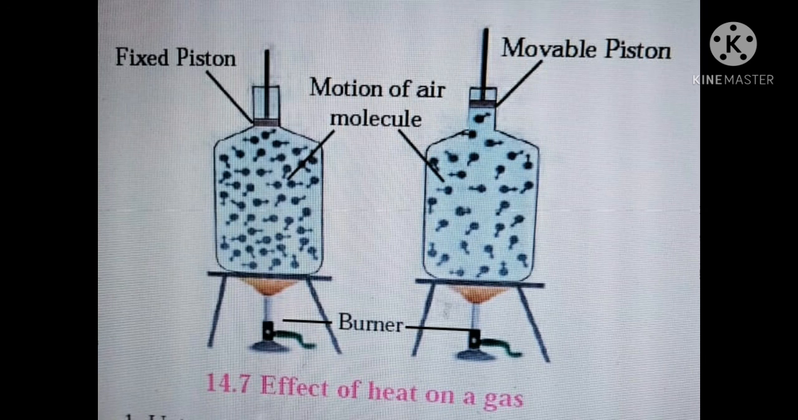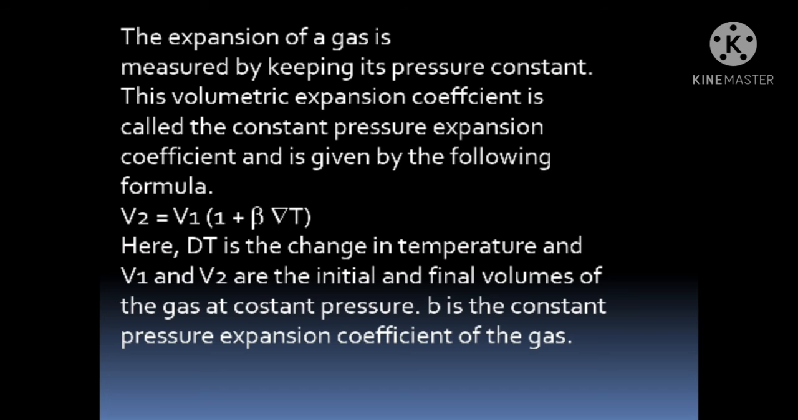Okay students, I hope this concept is clear to you. Gas expands on heating, but if the gas is kept closed, its volume cannot increase, but its pressure increases. The best example for this is a pressure cooker. Now students, the expansion of a gas is measured by keeping its pressure constant. This volumetric expansion coefficient is called the constant pressure expansion coefficient, and it is given by the following formula.